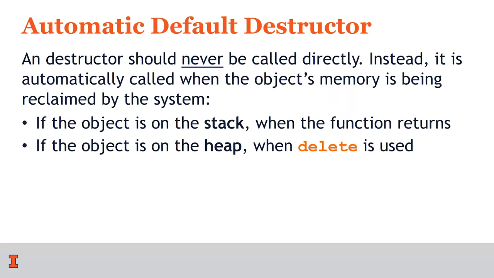All destructors are never called directly. Instead, destructors are automatically called by the C++ language when your code's compiled, when the object is being reclaimed by the system. So this happens differently depending on what kind of memory your object's in. If your object's in stack memory, your destructor is going to be called as soon as the function returns. So as soon as the function ends, that stack frame's gone out of scope. We're going to call the destructor on the objects in that stack frame. If it's on the heap, the destructor is only called when that delete keyword is used to reclaim that memory that the object was using.